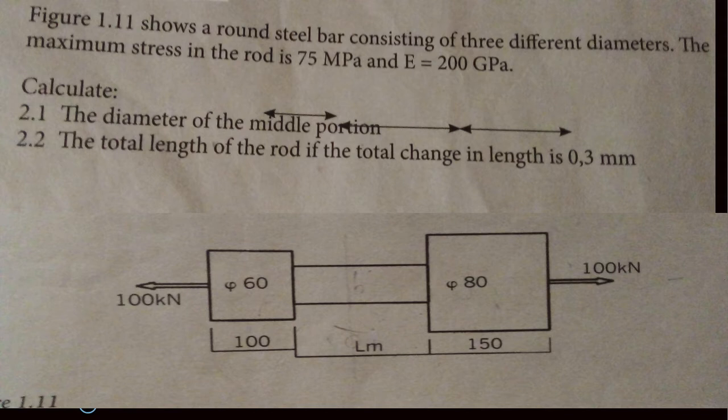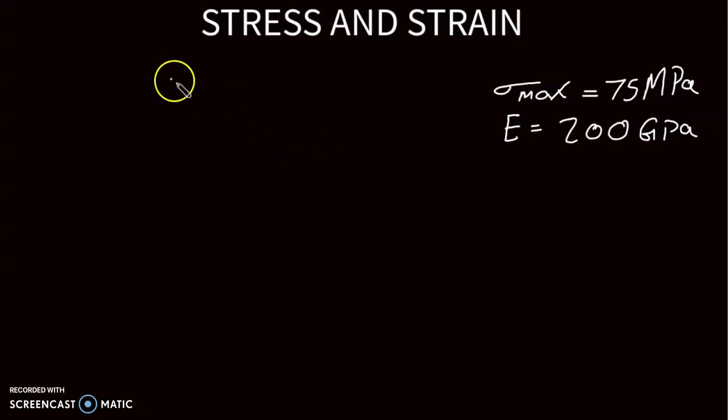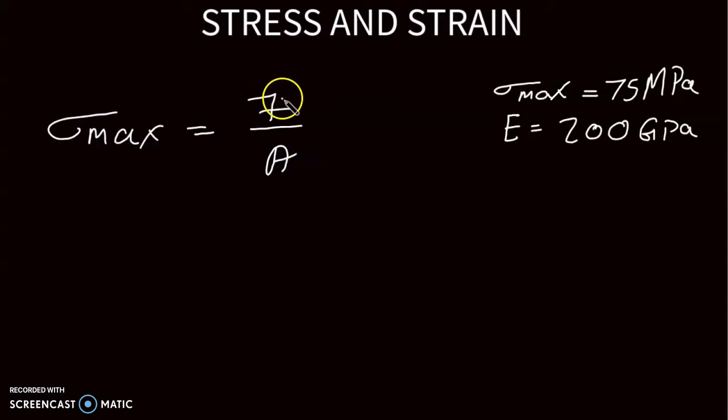So let's look at the questions. Question number 1, calculate the diameter of the middle portion. We already know that the maximum stress being 75 is going to occur on the middle portion, and we know that the stress is given by force divided by area. We have the force. The area we do not have because we do not have the diameter. We have the stress, but the area we do not have because that is exactly what we're trying to calculate. So we're going to make the area the subject of the formula, which will give us force divided by stress.